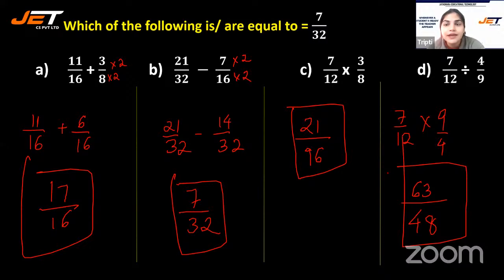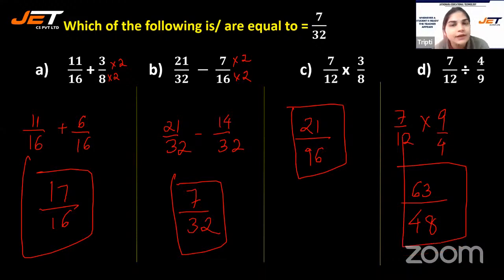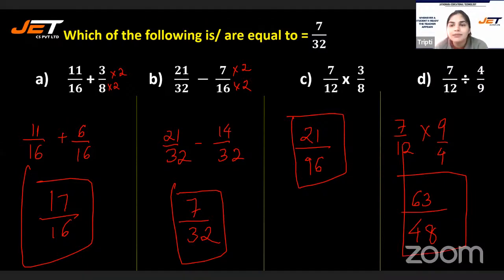So children, it's very simple. You just have to, if the denominators are not same, just make them same. If the denominators are same, then you have to add or subtract or whatever the question has asked you for. That's how you do it. And in multiplication and division, you need not make the denominator same. If they are not same, no worries. You just simply multiply or divide them.